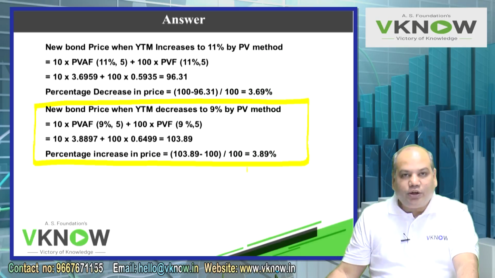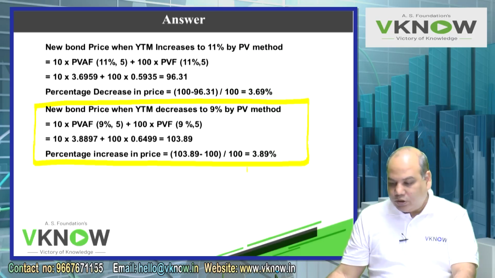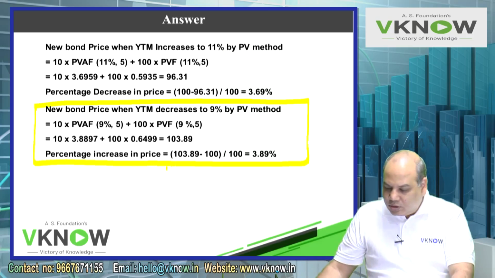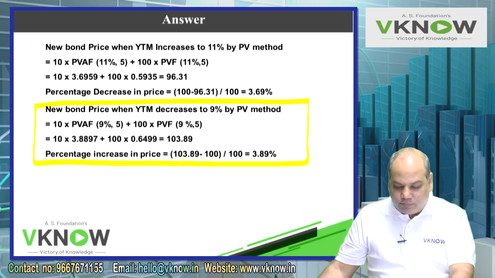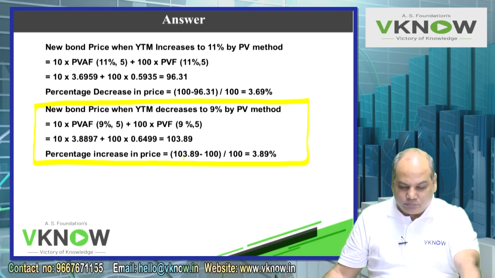10 into 3.8897 plus 100 into 0.6499, and the answer comes to 103.89. Therefore, percentage increase in price. Your price was 100 rupees, it has increased to 103.89. So the increase in percentage will be 3.89%.